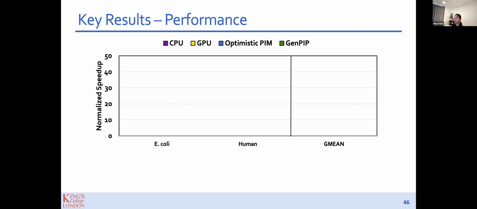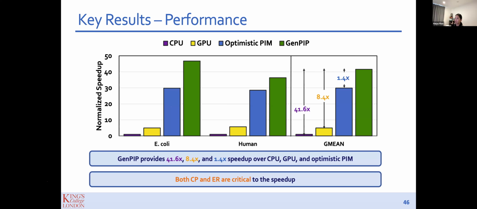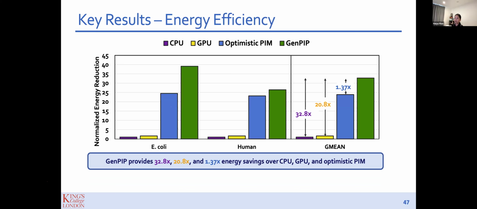So here is the result of the performance. GenPIP provides 41 times, 8 times, and 1.4 times speedup over the CPU, GPU, and the optimistic PIM. Both CP and ER are critical to the speedup. We show more results in the paper that these two techniques really contribute a lot to the speedup. And here are the energy efficiency results. GenPIP provides 32 times, 20 times, and 1.37 times energy saving over the CPU, GPU, and the optimistic PIM.